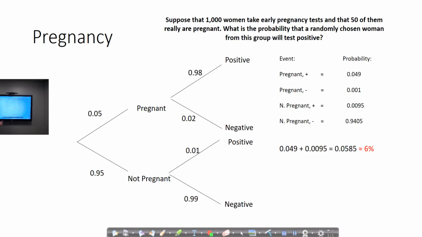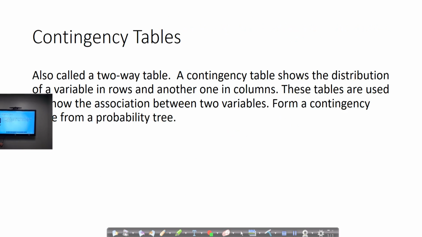So the same question is how many people from this group are going to test positive. You're going to have a different number here because your original probability tree is different. You're going to have 0.05 times 0.98 for your pregnant and positive, and 0.95 times 0.01 for your not pregnant and test positive. So from this group, about 6% of these women are going to test positive.